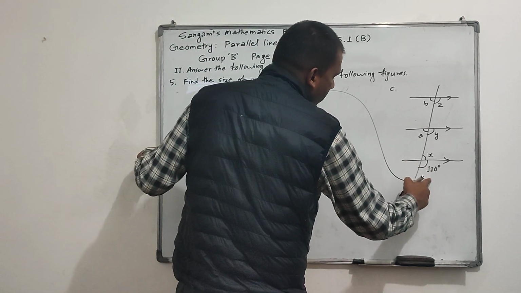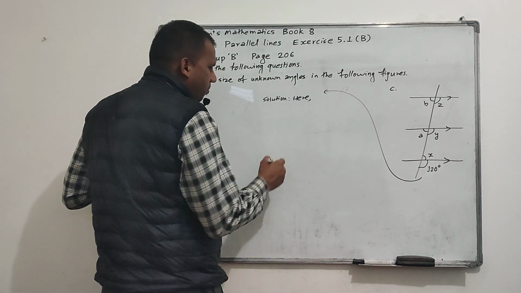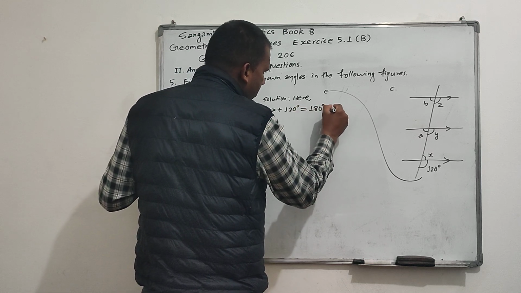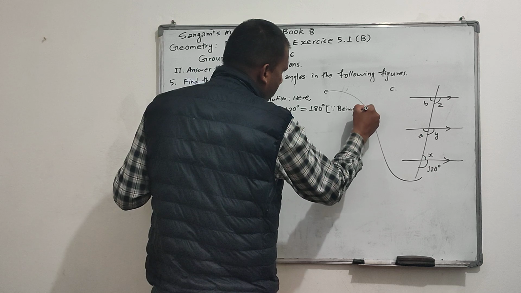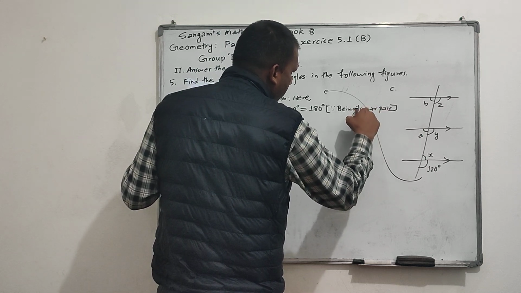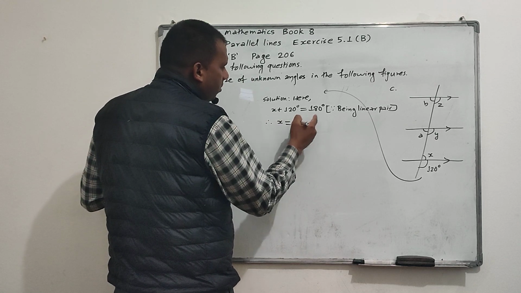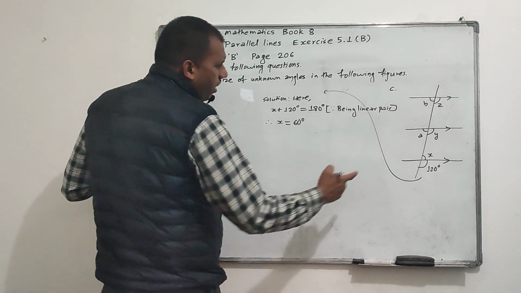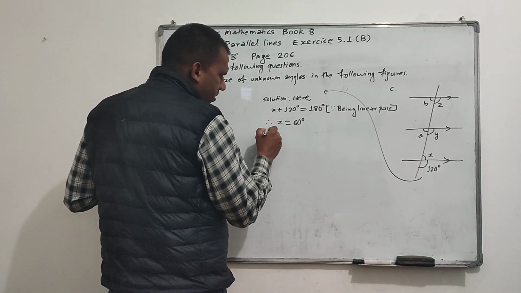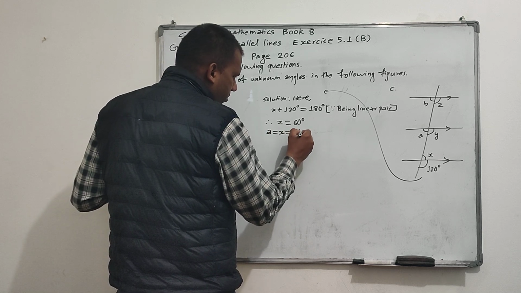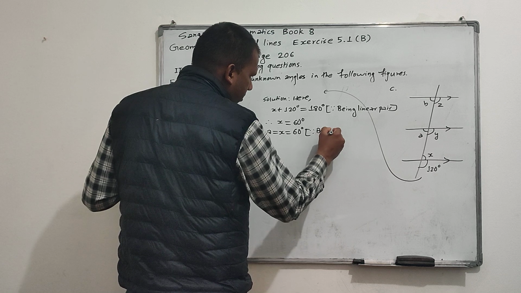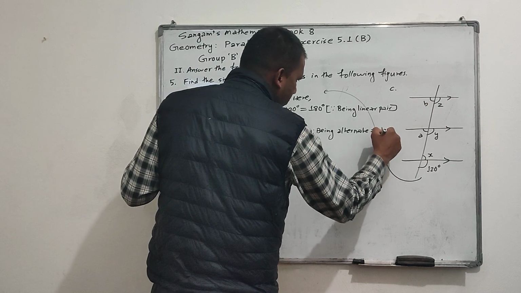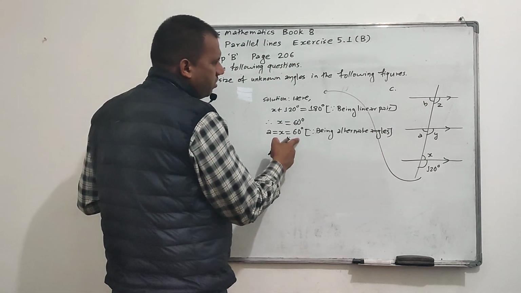This angle is 120, so x and 120 they are linear pairs, so we can write x plus 120 equal to 180 degree because being linear pair, therefore x equal to 180 minus 120, that is 60 degree. Then A and x are alternate angles, so we can write A equal to x equal to 60 degree because being alternate angles.